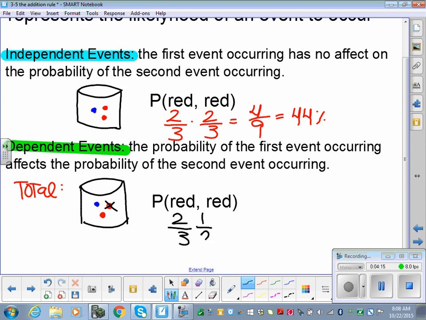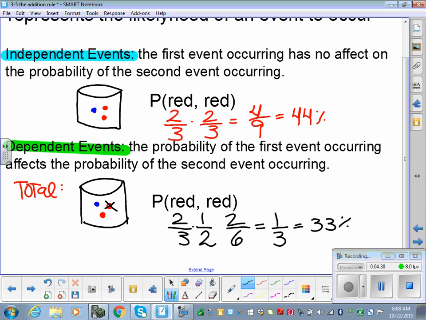1 out of 2. Very good. So now we can multiply those individual probabilities. Remember, this is the probability of event A times the probability of event B, given that A has already happened. That's what we learned yesterday. So we'll get 2 out of 6, which is 1/3, which is 33.3%. So I'm just going to go with 33%.